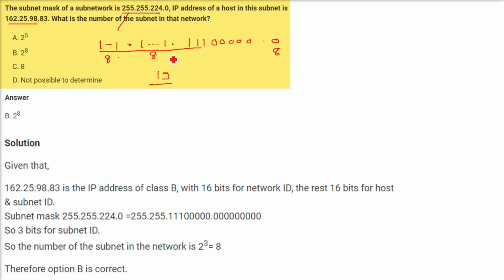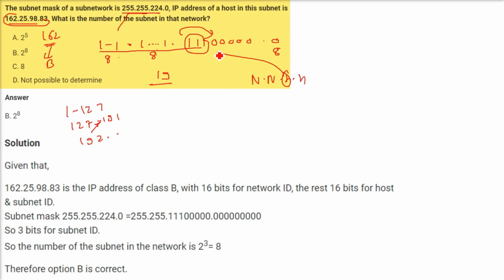Okay. Now, this is a class B IP. So the first and second octets will be for the network. The third will not be for the network. Because 162 is in between, it means it is class B. 1 to 127, as I told you, is class A. 127 to 191 is class B. 192 to 223 is class C. So this is class B, and in class B the first 2 octets are for the network. The next 2 are for hosts.